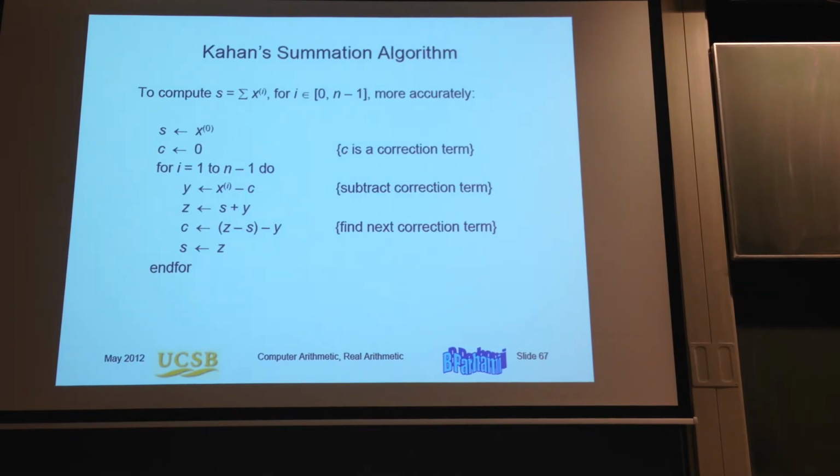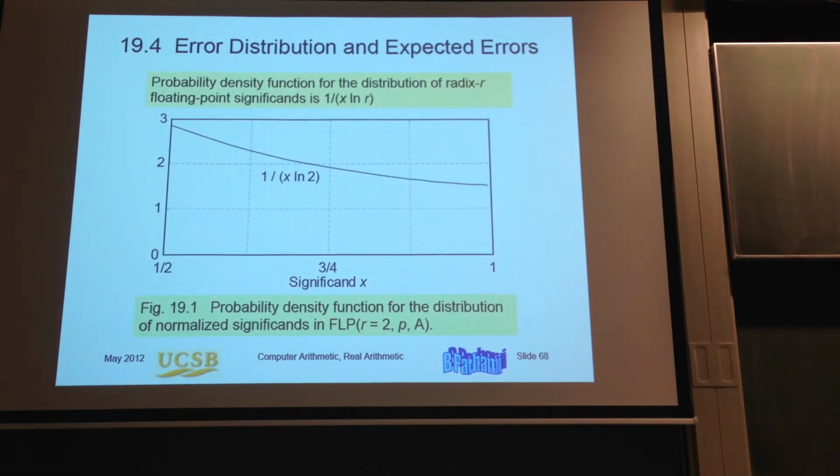And this is another example. This is a summation algorithm. This is actually adding n numbers. Instead of doing n additions, you see what I'm doing. I'm doing a lot of additions. And those are actually to keep things under control and to do some correction terms.